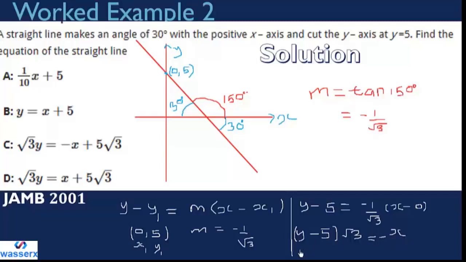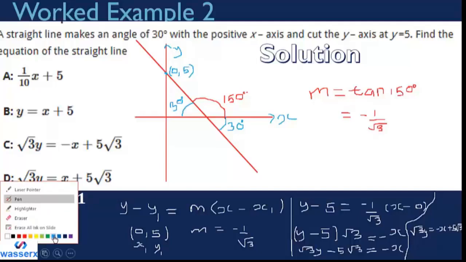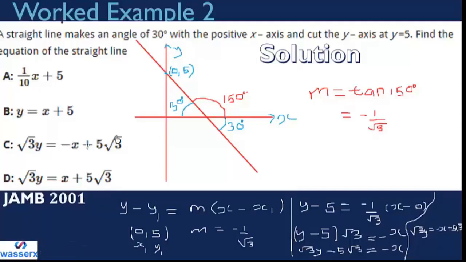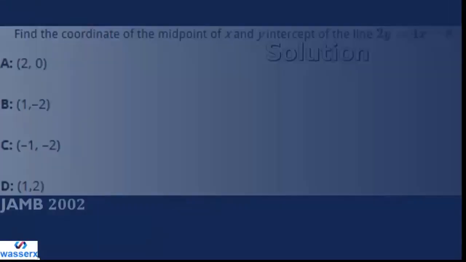So negative 1 times x will give us negative x. We simplify that, and now we have root 3 y minus 5 root 3 is equal to negative x. Simplifying this further, we obtain root 3 y equal to negative x plus 5 root 3. Simplifying further, we find that C is the correct answer.